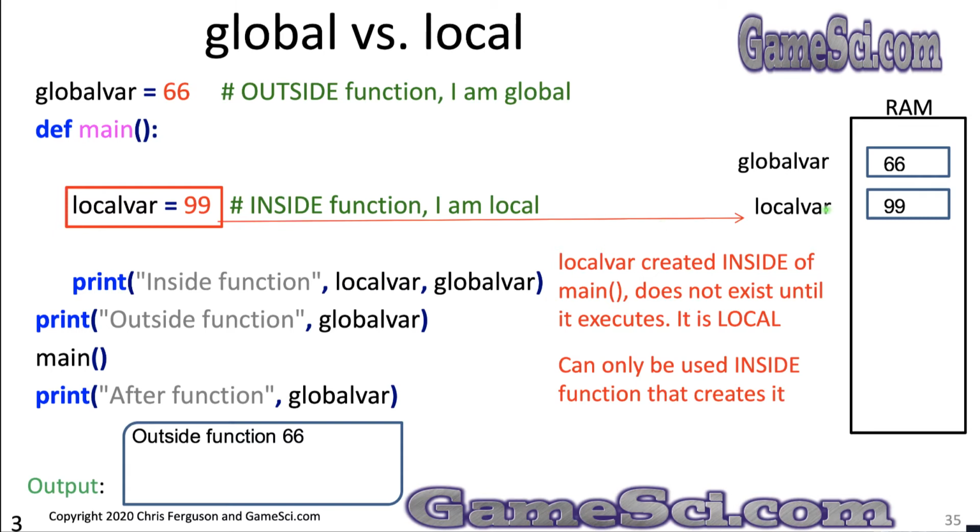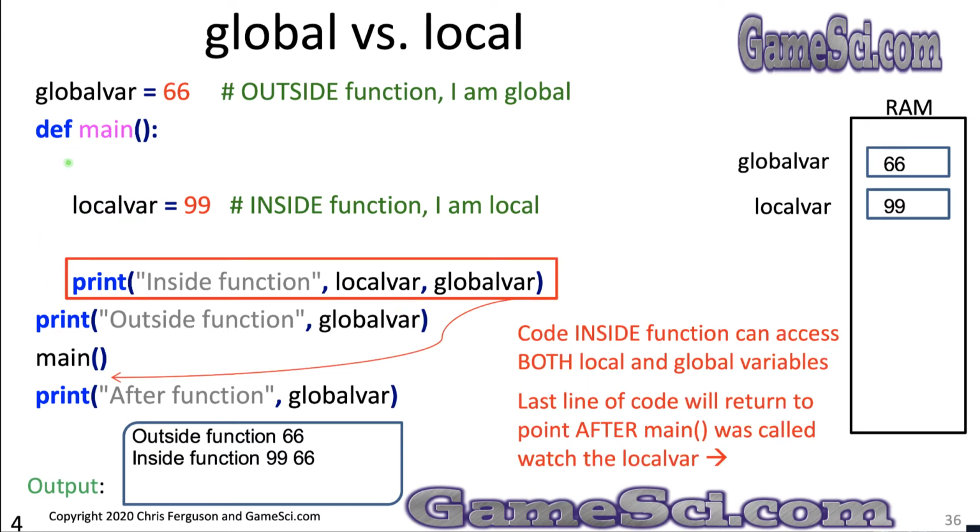It is local. Notice how this didn't even pop up until we ran main. It can only be used inside the function that it is created. So this variable is only good inside of main. We're still inside the function main. Notice the indented code. Indented code is very important. Everything that is indented after the definition of main is part of main.